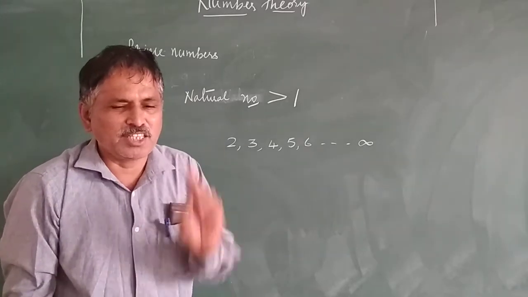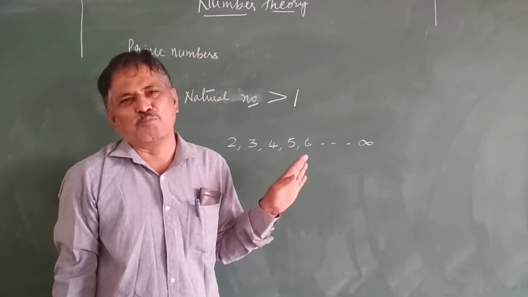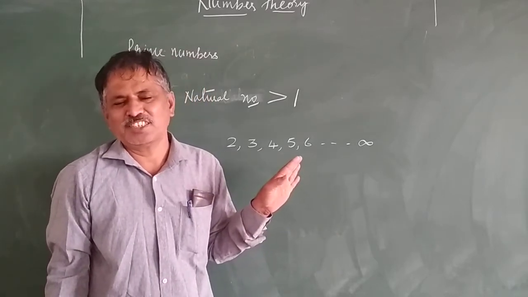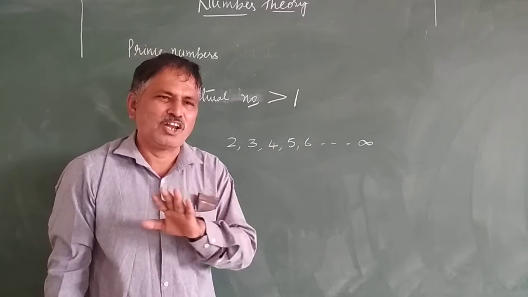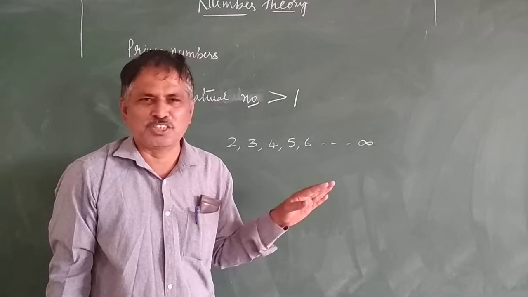That means 1 is neither the prime nor the composite. 1 is neither the prime number nor the composite number. 1 ಅನ್ನ ಪ್ರೈಮ್ ನಂಬರ್ ಅಂತನೂ ಕರೆಯಲ್ಲ, ಕಾಂಪೋಸಿಟ್ ನಂಬರ್ ಅಂತ ಕರೆಯಲ್ಲ.